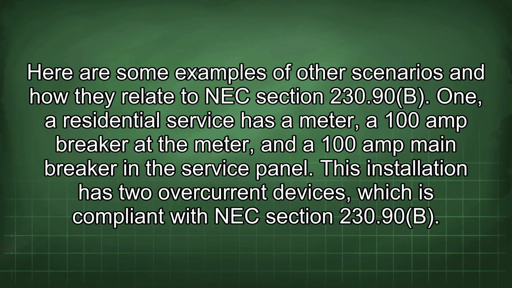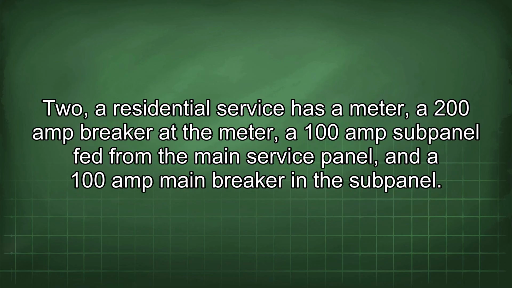1. A residential service has a meter, a 100 amp breaker at the meter, and a 100 amp main breaker in the service panel. This installation has two overcurrent devices, which is compliant with NEC section 230.90(b).